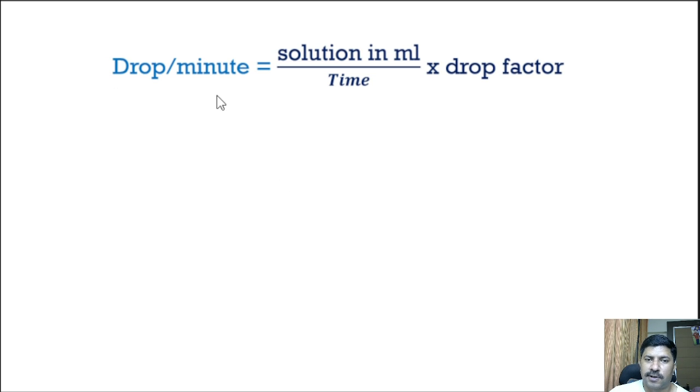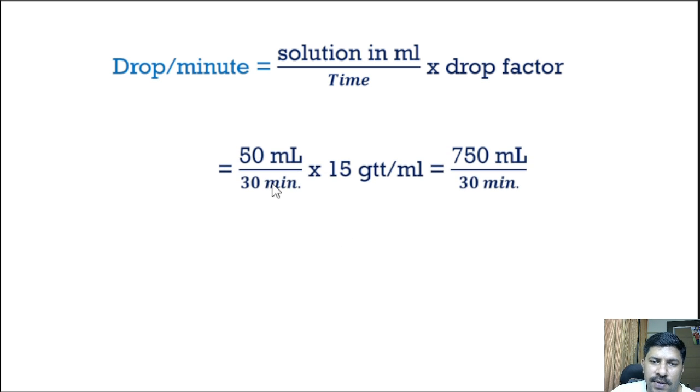We need to apply the drops per minute formula here. First we need to find the solution in ml. Then it is divided by time and multiplied by the drop factor. Everything is given in the question. The total amount of solution required is 50 ml. Then the time duration is 30 minutes. Here it is directly given in minutes, so no need to multiply by 60. And the drop factor is 15.